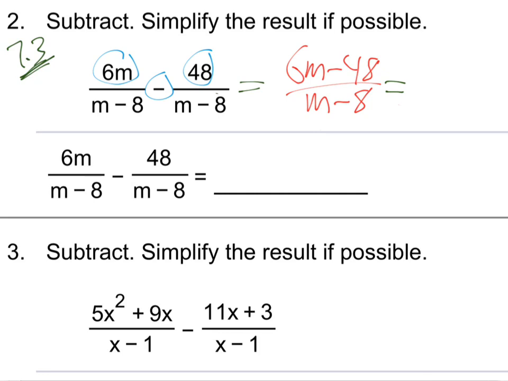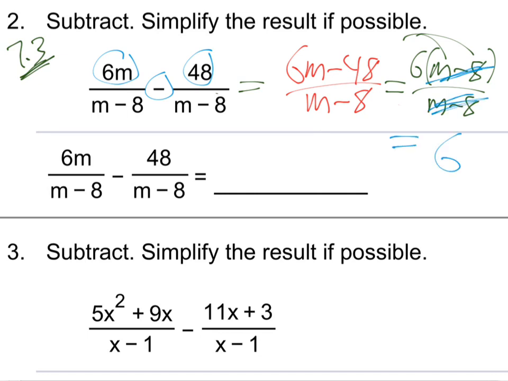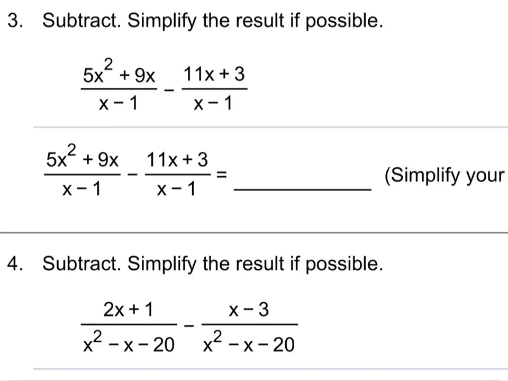Okay. So what's the GCF on the top? Take out a 6. M minus 8, because that would multiply to go back. And so now we can buy the whole package. What's the answer? It's just 6. That means all of this is a fancy way to say 6. We good? All right, let's keep moving. On to number 3 we go.